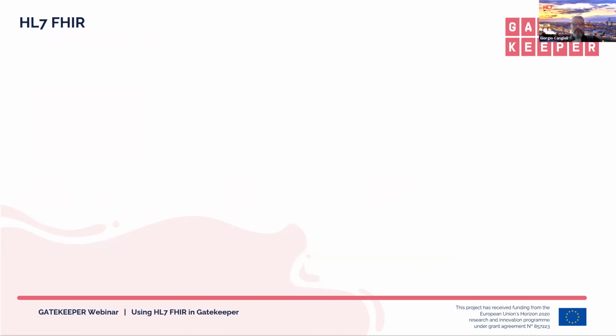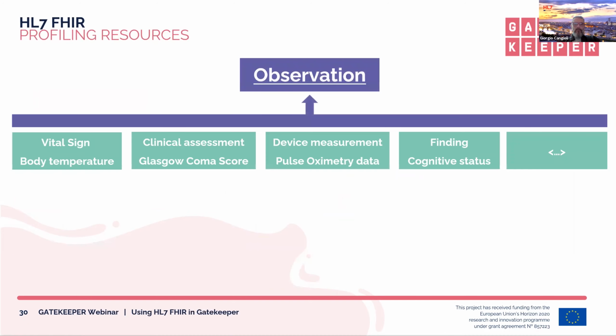Let's try to be more precise on the FHIR approach for representing things, and how we can use profiling to achieve our scope. Let's start with the Observation resource. The Observation resource is a quite generic resource that could be used for representing a lot of different things. It could be used for vital signs, for a clinical assessment, for a finding, for a device measurement, and so on. Supposing that you need to describe the body temperature.